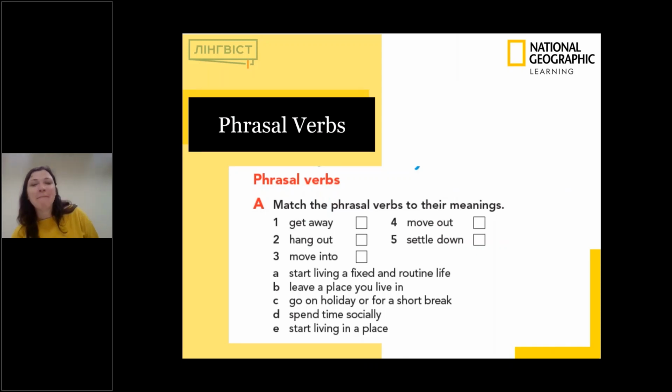Okay. Phrasal verbs. Again, a very important part, and the sooner you start to teach them, the better it is. So here we have a very typical activity with good phrasal verbs. Good, I mean, to remember. And you need to match the phrasal verb with its meaning.